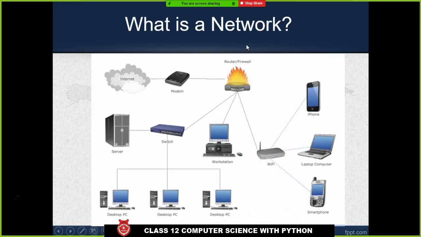So in order to form a network, there are many things involved that we are going to study. Here I give you a quick picture. For example, iPhone, laptop, computer, smartphone, Wi-Fi, workstation, switch, server, routers, modem. All these are the devices which are used in a network. We are going to study all these things in detail in this chapter.